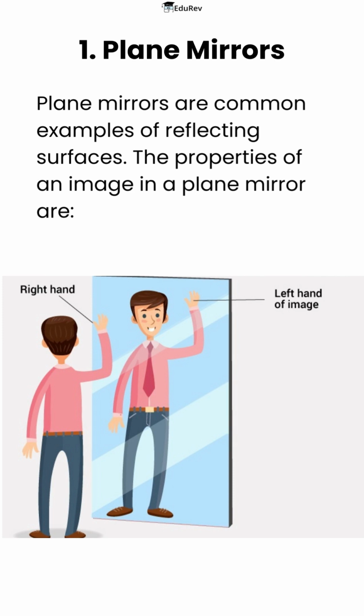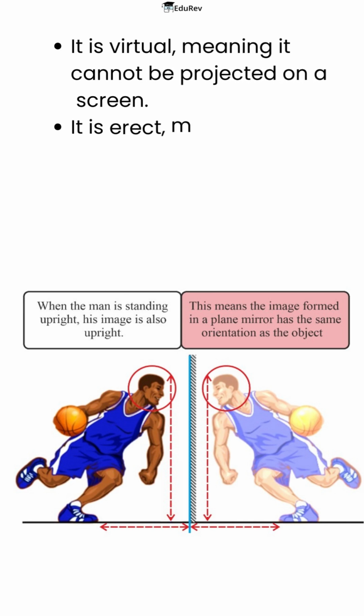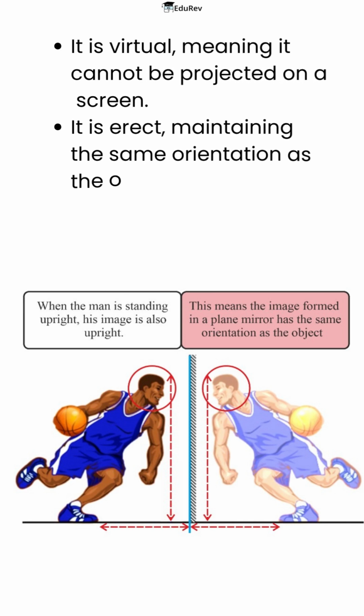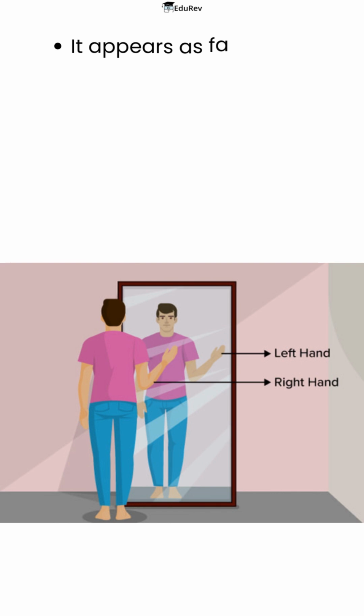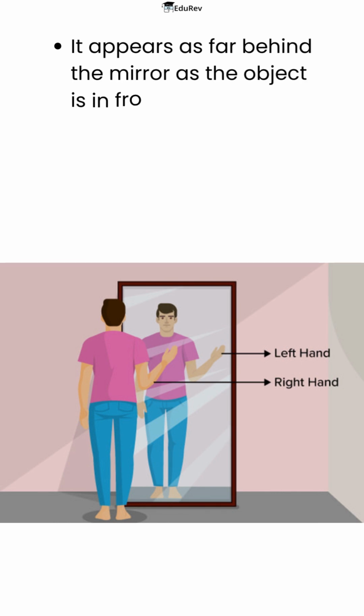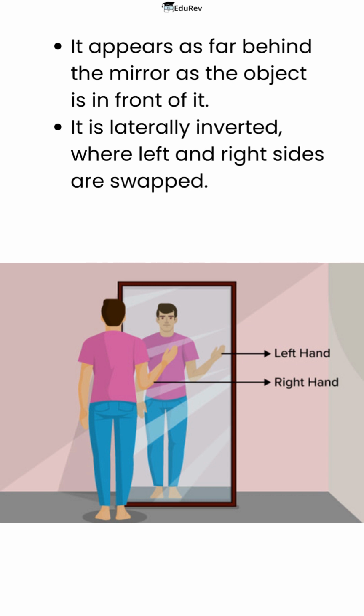The properties of an image in a plane mirror are: it is virtual, meaning it cannot be projected on a screen. It is erect, maintaining the same orientation as the object. Its size is the same as that of the object. It appears as far behind the mirror as the object is in front of it. It is laterally inverted, where left and right sides are swapped.